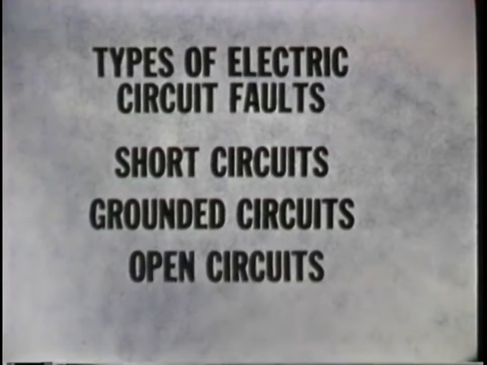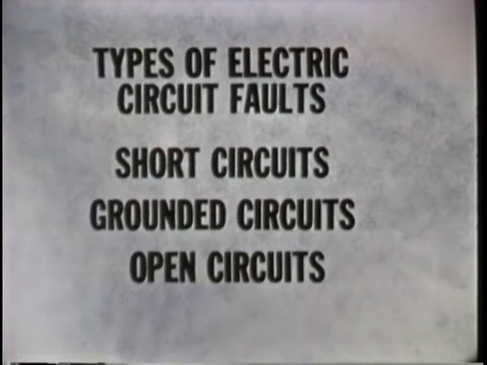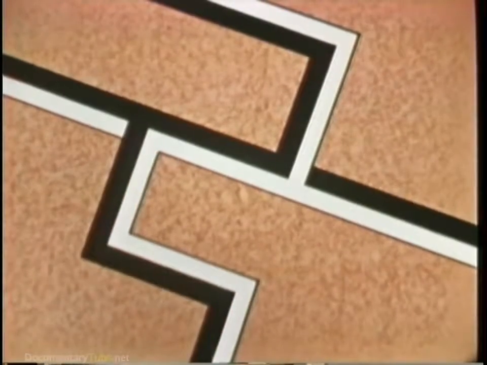Trouble in an electrical system will generally be one of three types: short circuits, grounded circuits, or open circuits. One must be able to recognize the different types of trouble and identify each one. An electric circuit is a path or a group of interconnected paths capable of carrying electric currents.